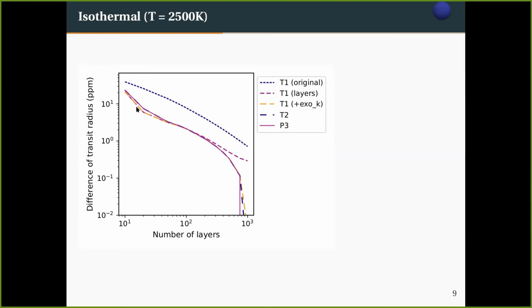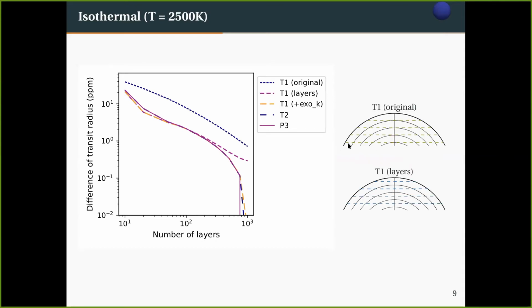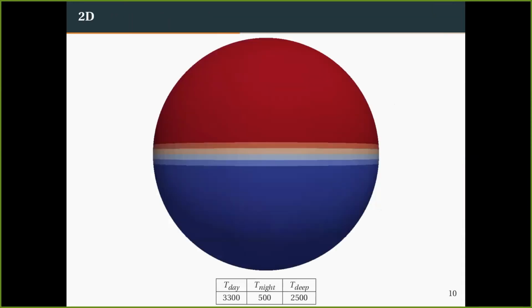So for example, for almost every model here, if we want to reach an average of 1 ppm of difference, we need approximately 200 or 300 layers in the models. You may notice that the original implementation of Tor is a bit slower to converge. That seems to be due to the fact that they place the rays to cross the layers at the bottom of each layer at the terminator. So by just shifting the rays a bit, we can reach much faster convergence, meaning that we need fewer layers to have the same precision. Okay, so that's for the isothermal example.